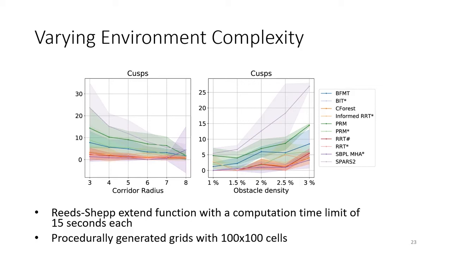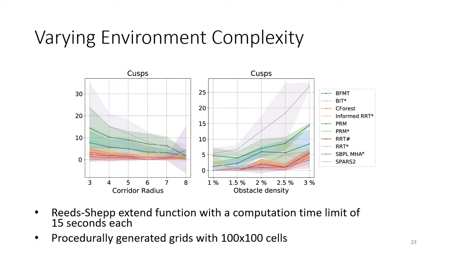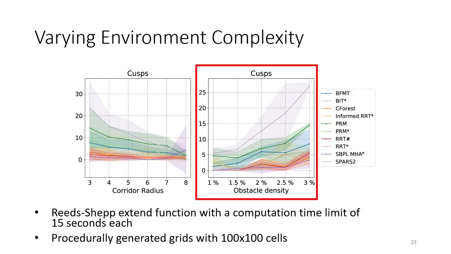Here, we change the minimum corridor width for random indoor-like grid-based environments and the percentage of blocked cells for random grids. We can see that the number of cusps significantly decreases for almost all motion planning algorithms as the corridor sizes become bigger. On the other hand, the number of cusps goes up for almost all motion planning algorithms as the percentage of blocked cells increases.